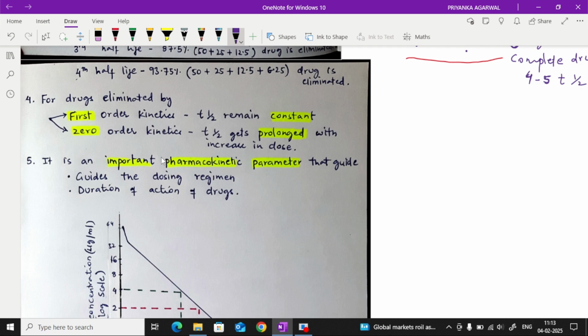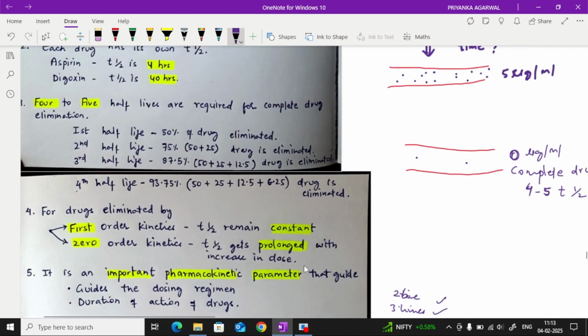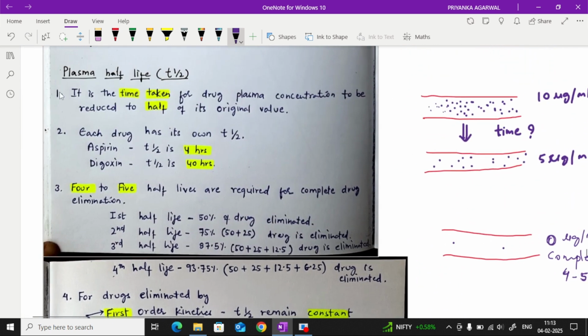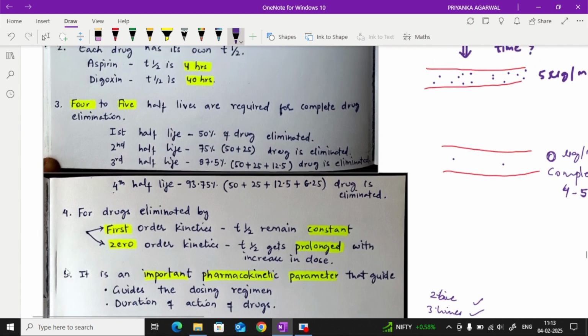So it is an important pharmacokinetic parameter that guides us. It will tell us for how much duration the drug will act. It will help us to decide about the dosing regime of the drug, whether you should take the drug 2 times a day or 3 times a day. Okay, understood? So we understood plasma half life in these 5 simple points, 1, 2, 3 and 4, 5.